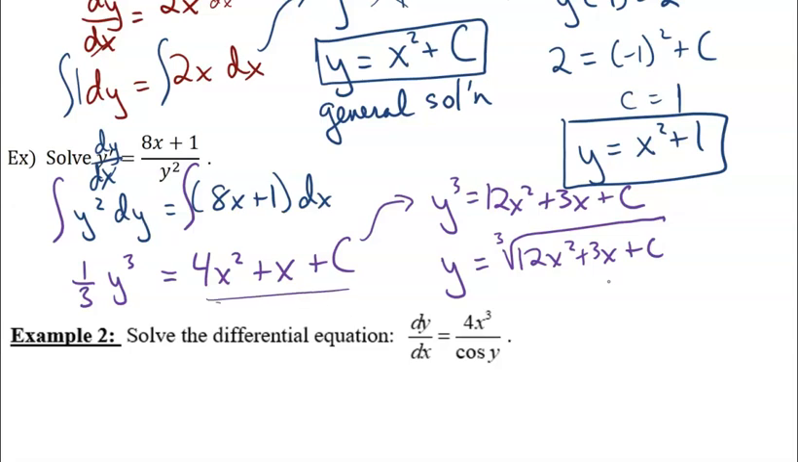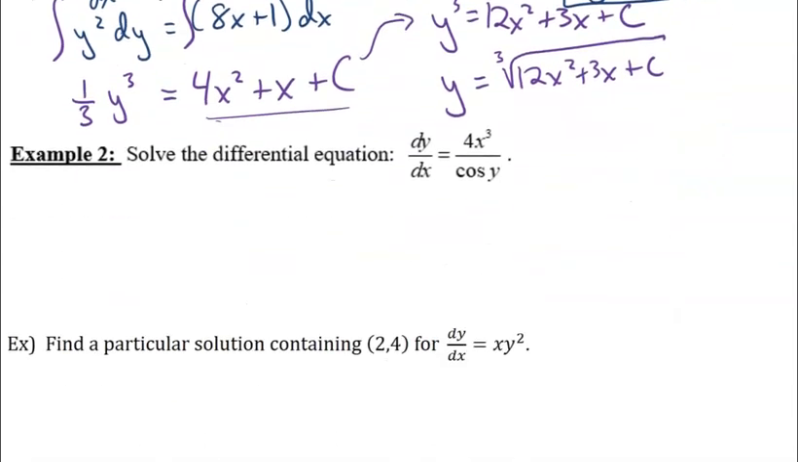You need to go back to this step right here and add it and then see what happens, okay? All right, so that's our general solution. Here it doesn't say we have an initial condition, so we're not looking for a particular solution. All right, here's another one.